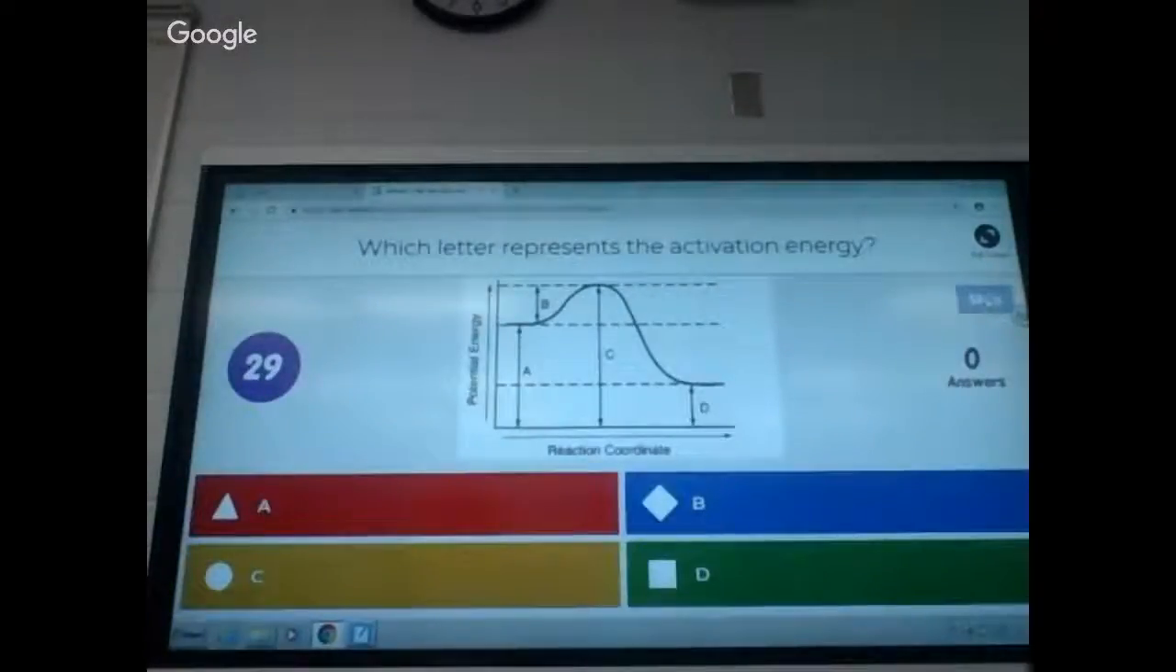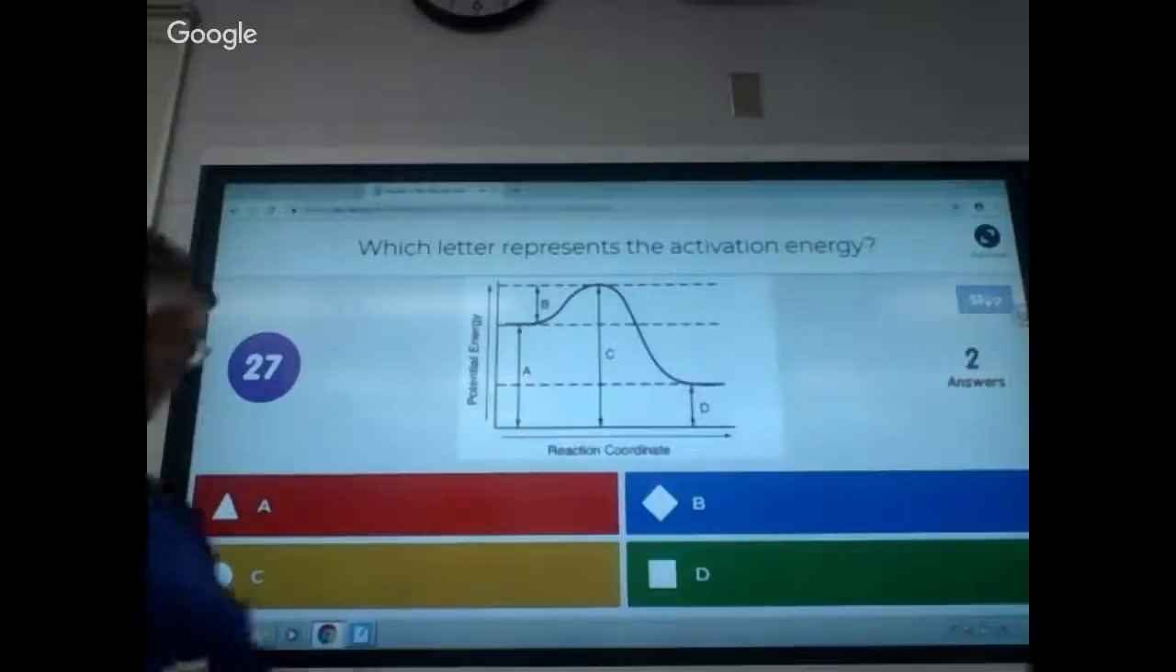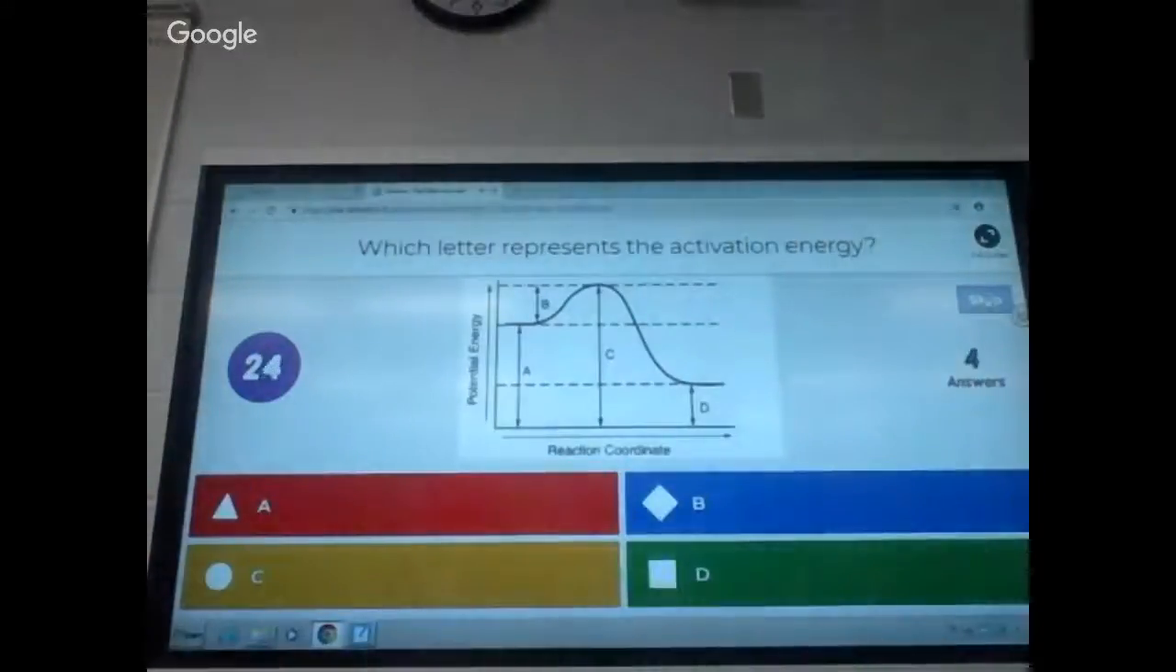All right, which one is activation energy? There's A, B, C, and D. Which letter represents activation energy? A, B, C, or D? You will see some of these same graphs on the quiz. Activation.